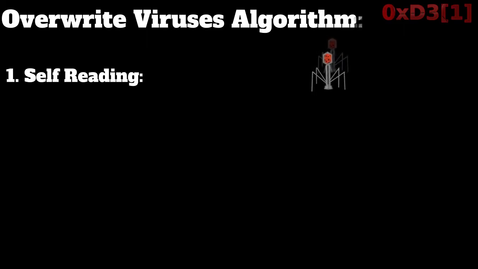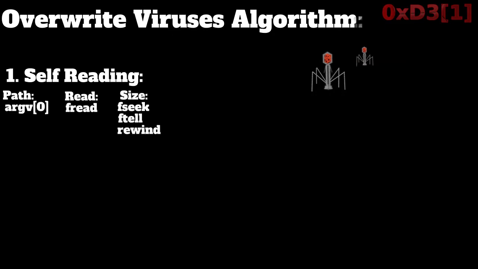First of all, self-reading. The virus needs access to its own code to overwrite other apps. It could be done in various ways, like reading from process memory or just reading the file into memory. In this case, the virus will be using a read file function. But first of all, the virus needs its own path to the file and the size of the file to allocate memory and self-read.